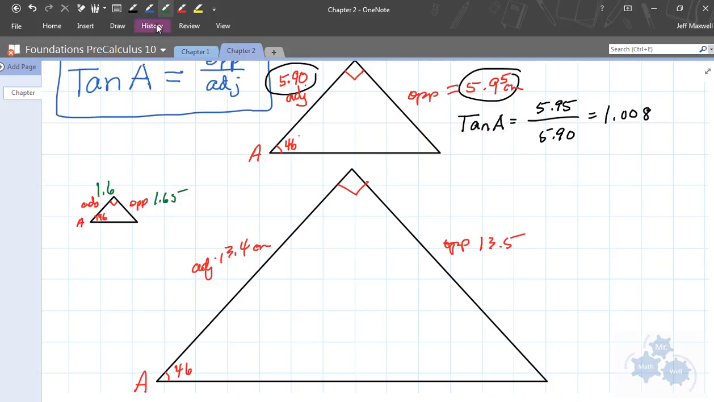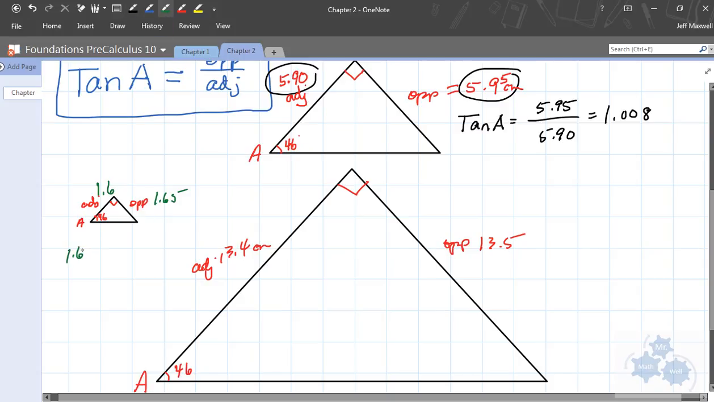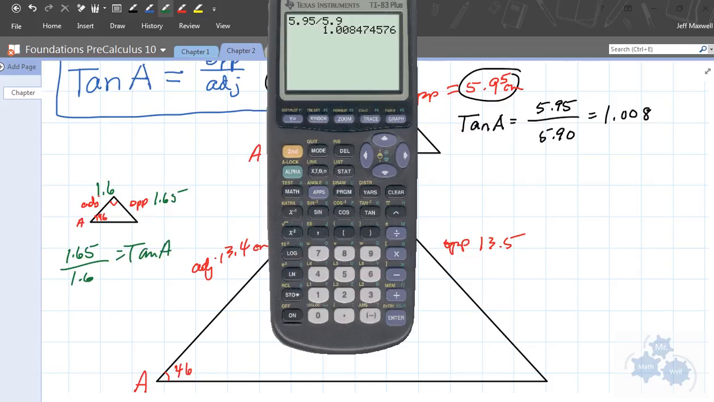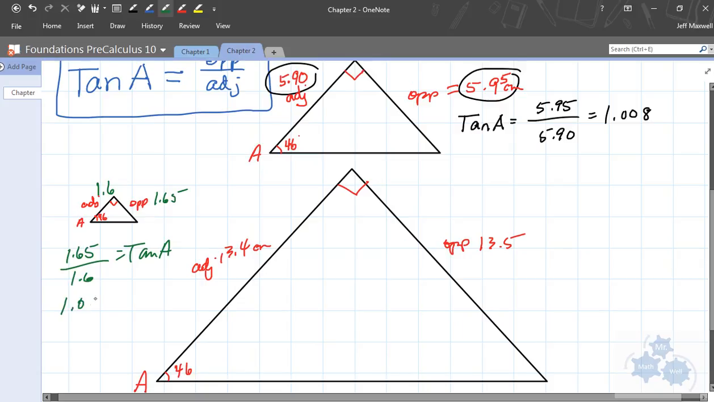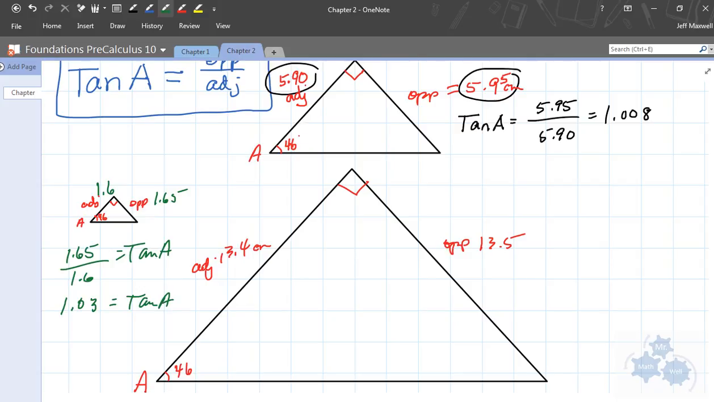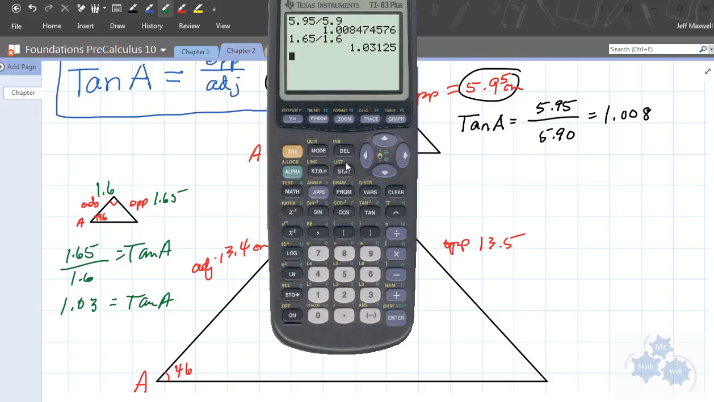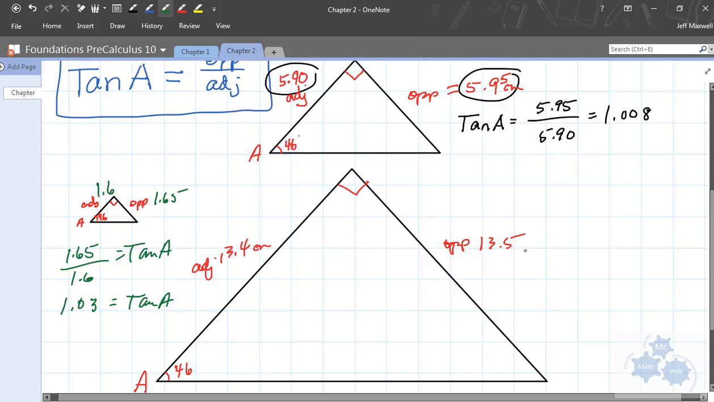Let's do the same for this one over here in green. So 1.65 over 1.6 is the tan ratio for A over here. And if we do that on our calculator, 1.03, okay, for tan A here. And over here, let's do 13.5 divided by 13.4. 1.007. Okay. Now, obviously, these are pretty close, right?